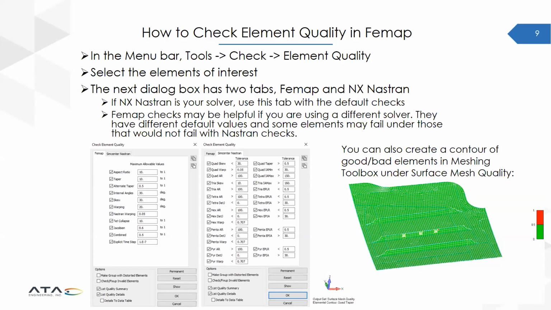And then another method is in the meshing toolbox, where there's a surface mesh quality section where you can flip through individual quality types like aspect ratio, interior angle, et cetera. And then for each of those individual types, you can look at element contours.